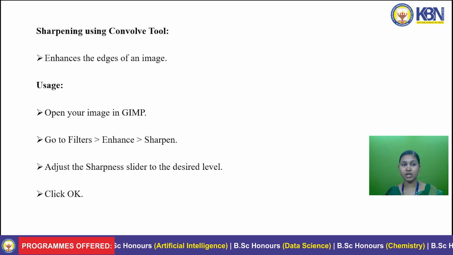Let's take one example. Here I am using an image with a background color and one object. I have to finally focus on the object, not only the background color. For these types of images you use the sharpening using convolution tool. Then you can click on OK.